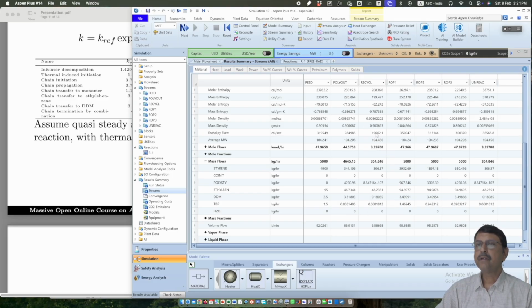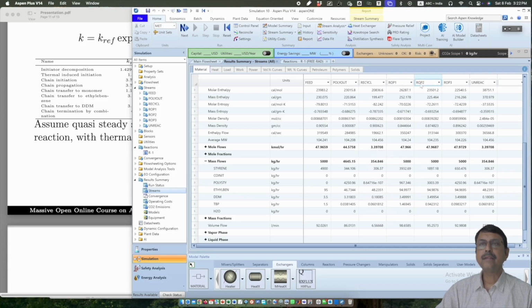So we are basically looking at this polymer flow rate and recycle flow rate. So what is the recycle flow rate? You can see polystyrene is next to nil because polymer is heavy and it is going out through the liquid. Through the vapor stream, there is practically no polymer.